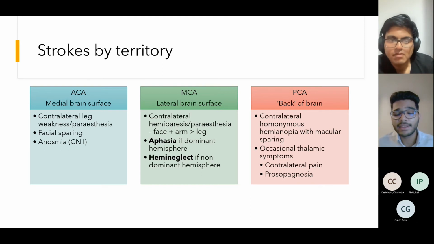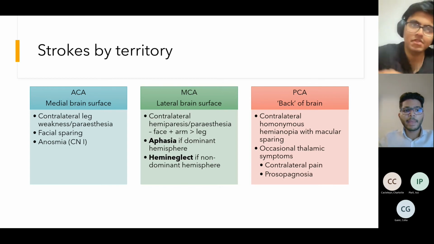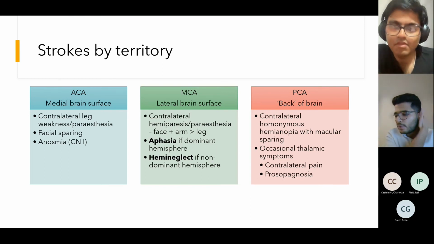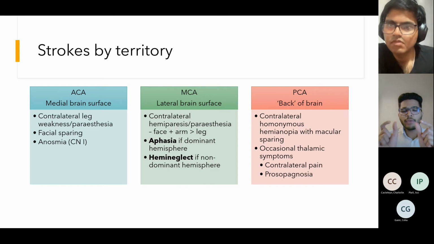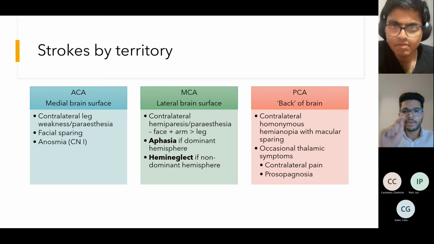And then we've got the PCA. The PCA supplies the whole of the back portion of the brain. Now, what's really important with the PCA is you get a contralateral homonymous hemianopia with macular sparing. Now, I forgot to put on a picture of what a contralateral homonymous hemianopia looks like, but what it means is basically that if you knock out your left PCA in your occipital lobe, then you will have both of your right visual fields blank, but you will have an area in the middle that is unaffected.